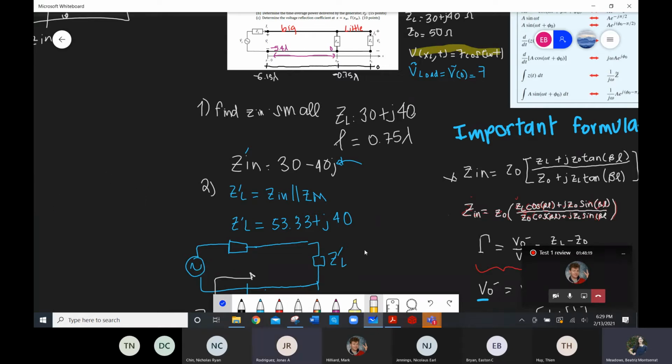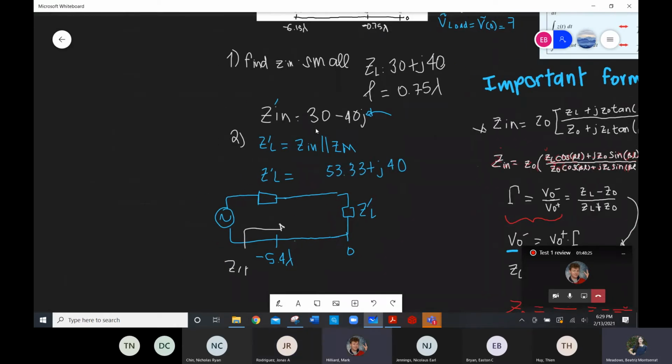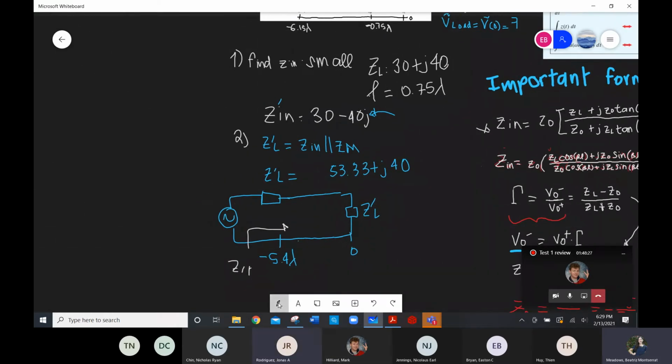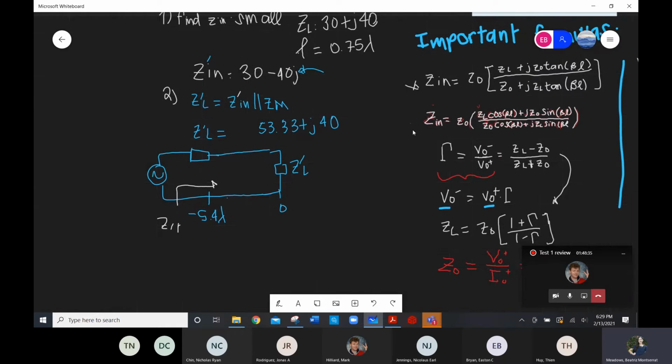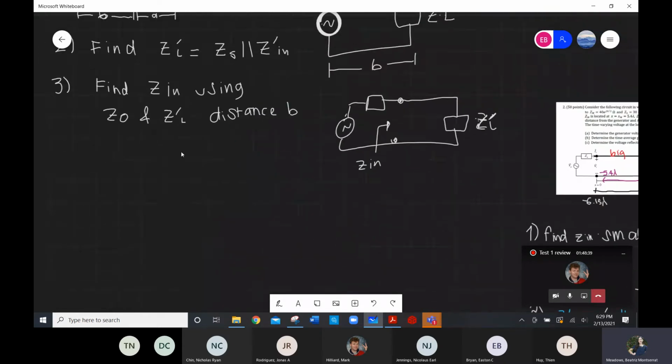But it's minus because it's this guy, right? That we have here. Yes. So I'm going to put a line here. Okay, so let's go ahead and find Zin. You guys have the formula. You can use either Zin you like, but let's look at the three-step approach.